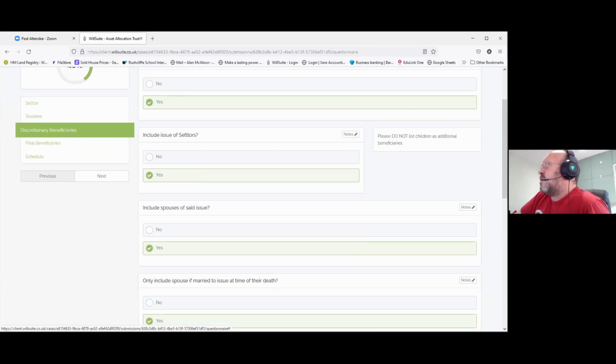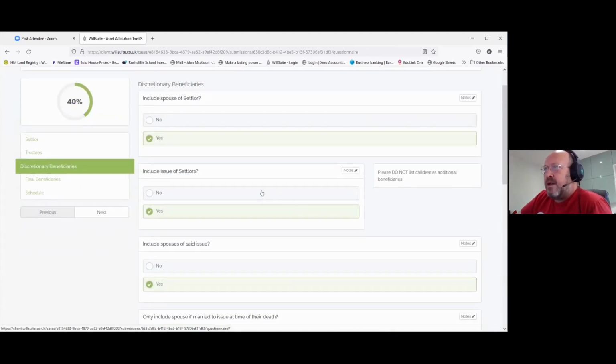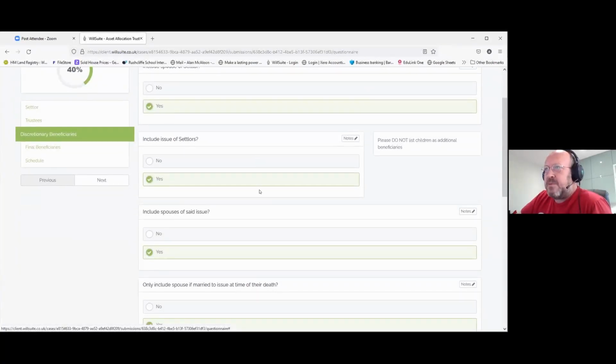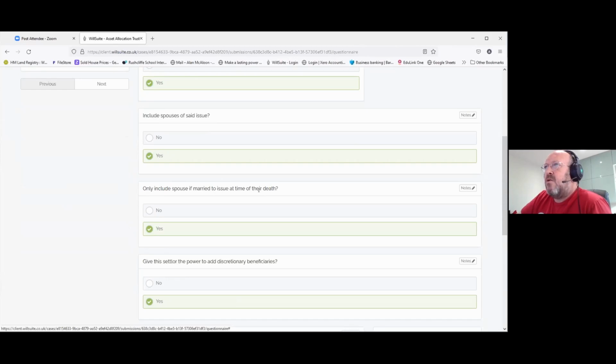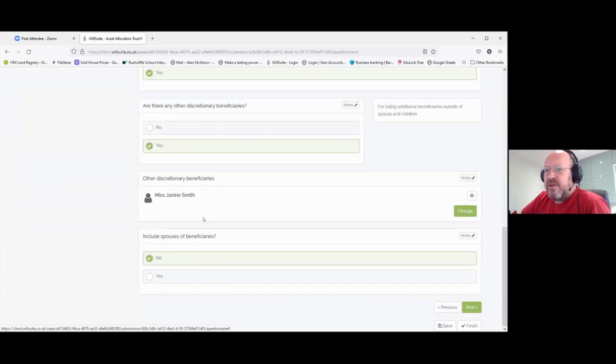So the first question we have here is, when do you use the discretionary beneficiary box? Is it for anyone other than children or grandchildren? So you either use it when you're not wanting all of the children to benefit, so you want to name quite specific children to benefit, or if you want to have a niece or a nephew as someone, if all of the children and all of the grandchildren have died, then I want my niece Janine to inherit.